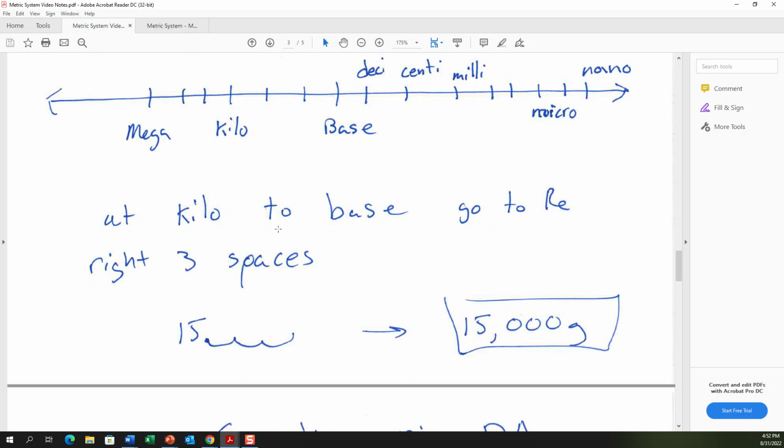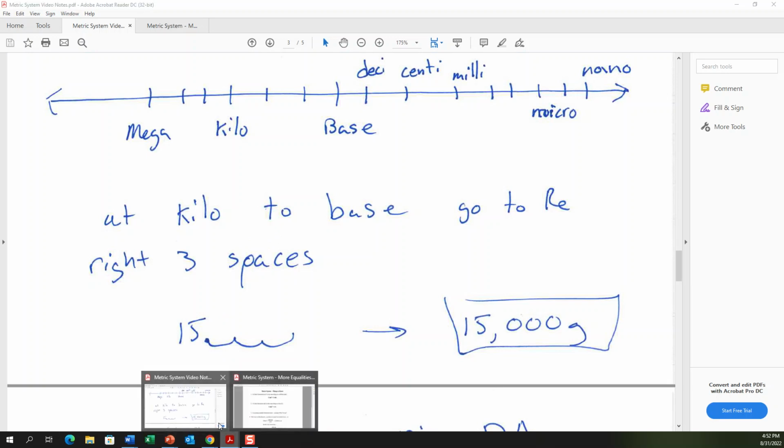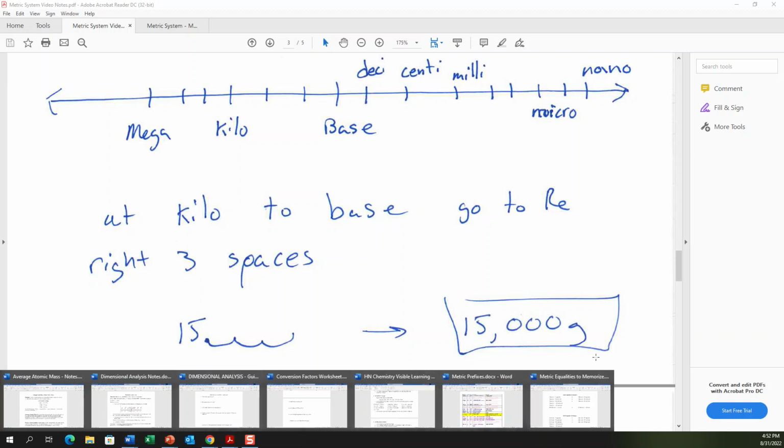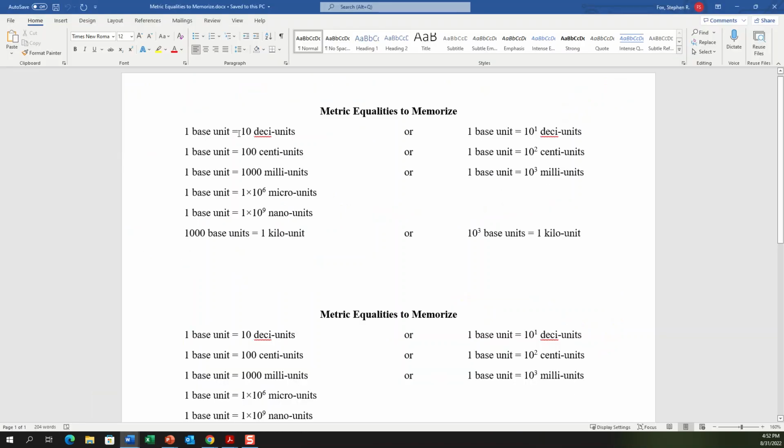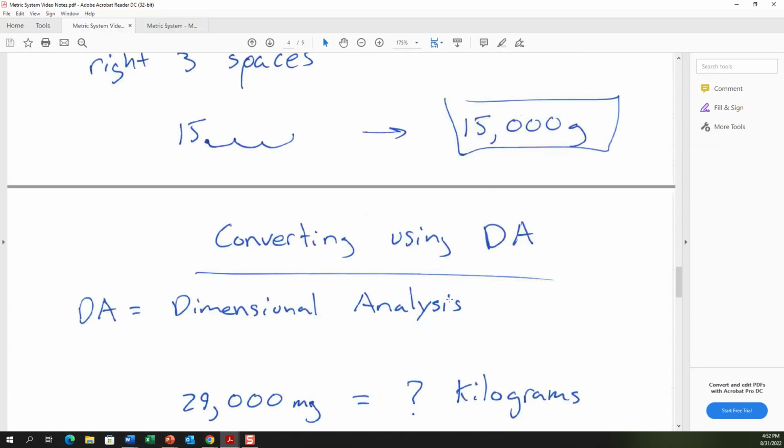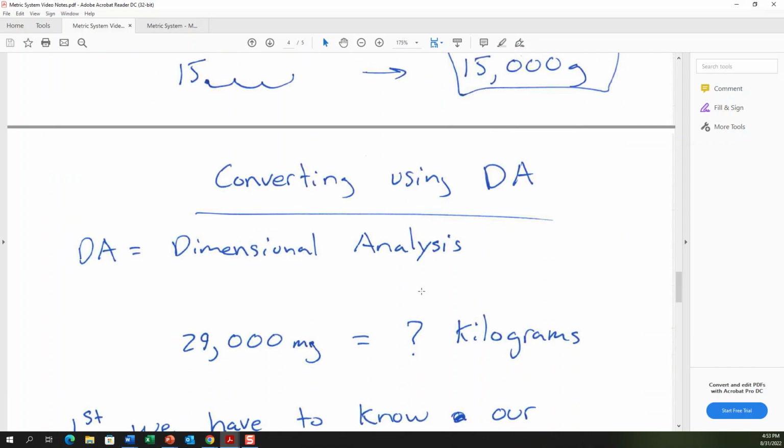And it's the reason why knowing your metric equalities matters. So again, what I mean by metric equalities are these. This metric prefix equals that many base units. This metric prefix equals that many base units, one base unit. 100 of these centi units equals one metric system base unit, right? Knowing these equalities, all right? So what we're doing, in dimensional analysis, is using equalities to convert from one thing to another. Okay, so let's understand how that works.